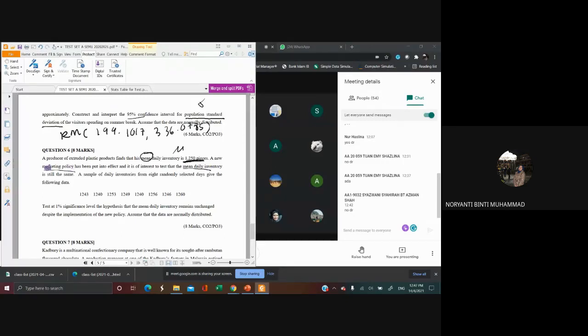Okay. You nak check. Mean ni masih sama ke tak? Okay. A sample of daily inventory from 8 randomly selected. So this one you know, this is your sample. N equal to 8. Sample size dia besar ke kecil? Kecil. Kurang daripada 30. Okay, give the following data. So kita ada ni, pieces lah. Okay, ada 8 data. The question asks you, test at 1% significant level. You tengok ni. Dia minta confident interval ke?